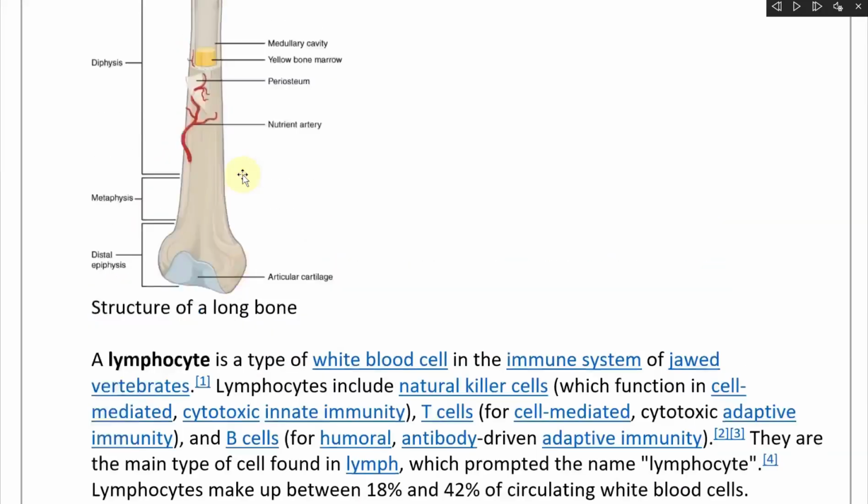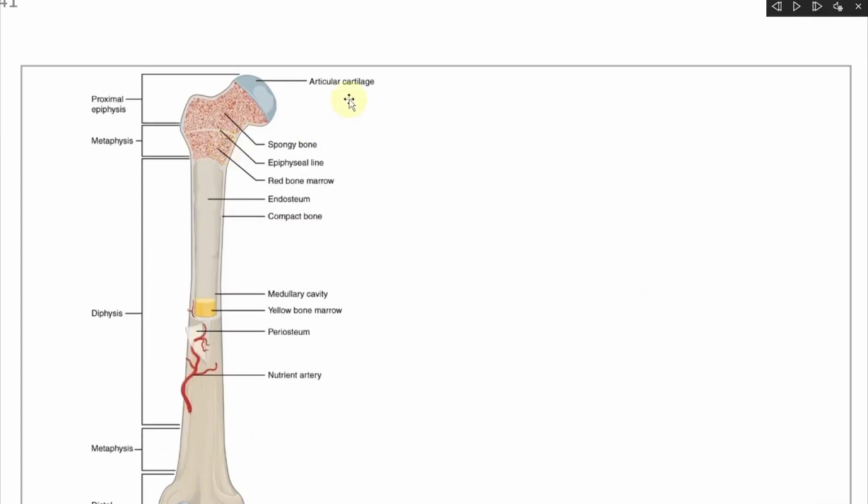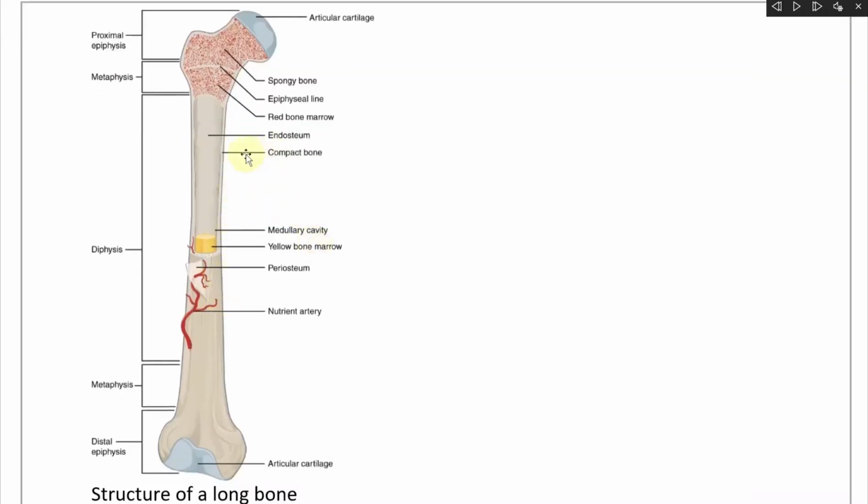So structure of a long bone. Here's the segments here. This is the articular cartilage, this proximal epiphysis. There's metaphysis. There's a spongy bone. Epiphyseal line, this line here, and this red bone marrow right here with more hematopoietic stem cells. Then this is the endosteum, compact bone. Then you have this, this is the compact bone at the side there. Medullary cavity. And there's a yellow bone marrow, with more fat cells.